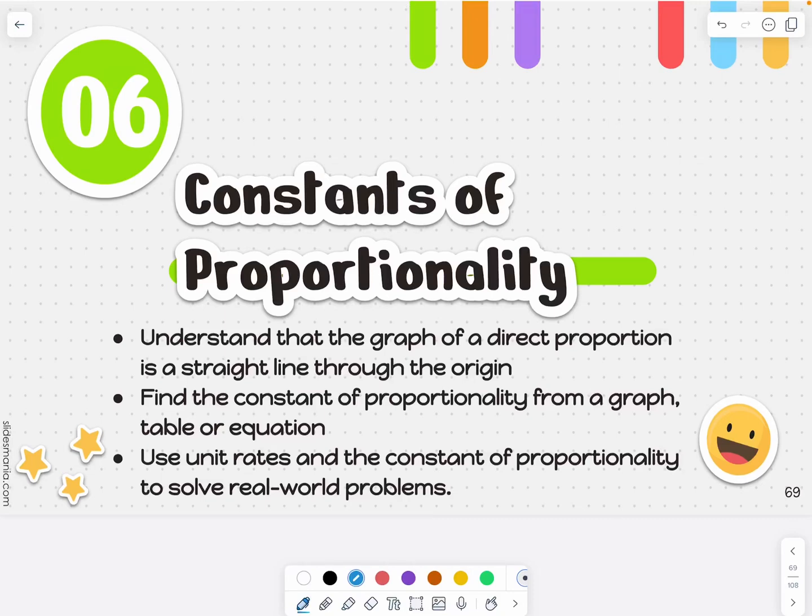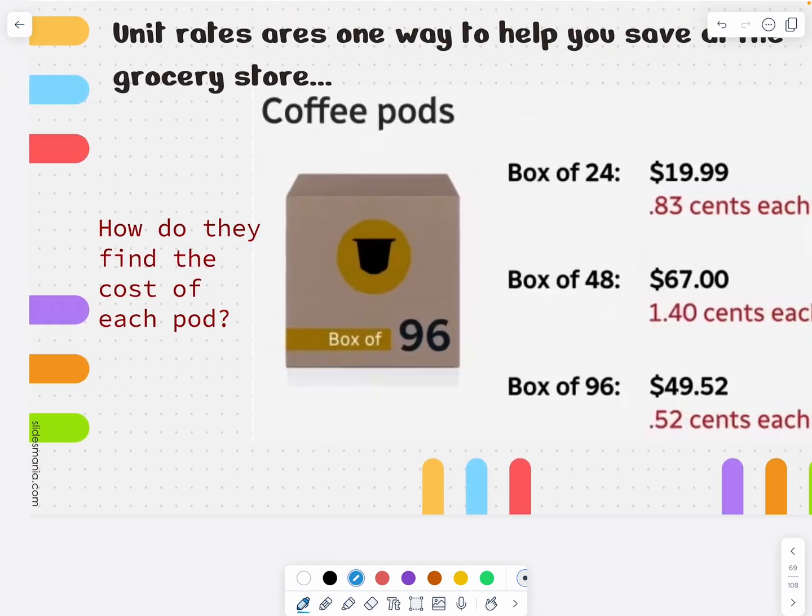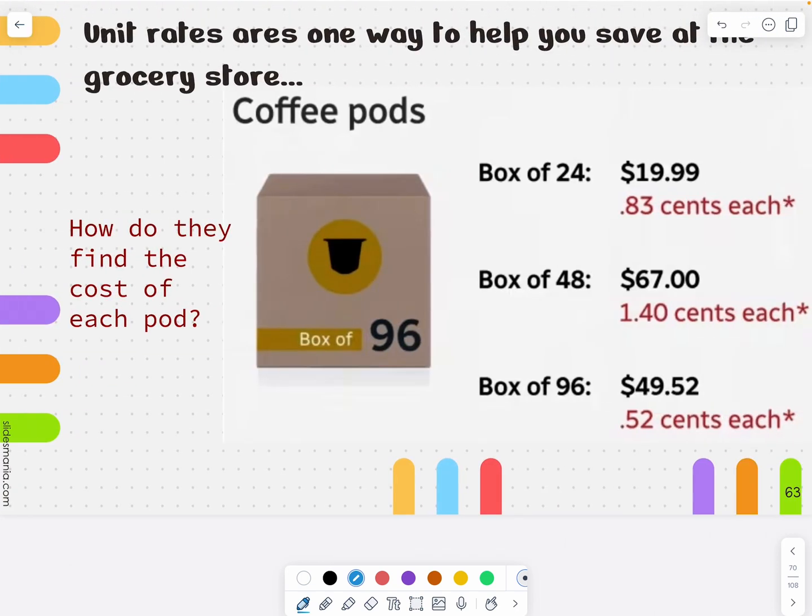This video is going to look at something called constants of proportionality. Constants of proportionality are similar to unit rates. I'm just going to start the video off with two unit rate examples. This first example looks at coffee pods.